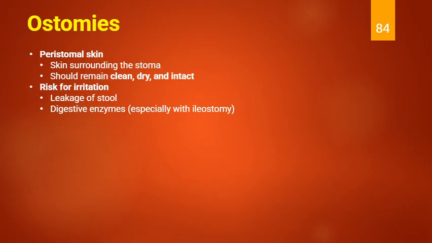The peristomal skin, which is the skin surrounding the stoma, must be carefully monitored. Healthy peristomal skin should be dry, intact, and similar to the surrounding abdominal skin. If stool leaks onto the skin, irritation or breakdown may occur. This is particularly important with ileostomies because the stool contains digestive enzymes that can quickly damage the skin. Maintaining a properly fitted ostomy pouching system is essential for protecting the skin.